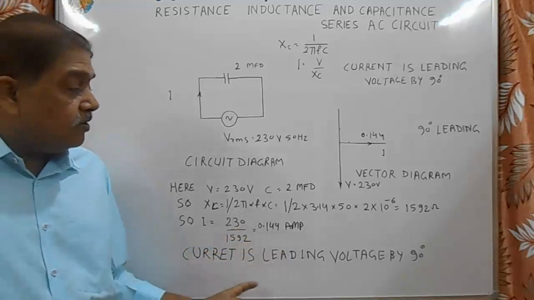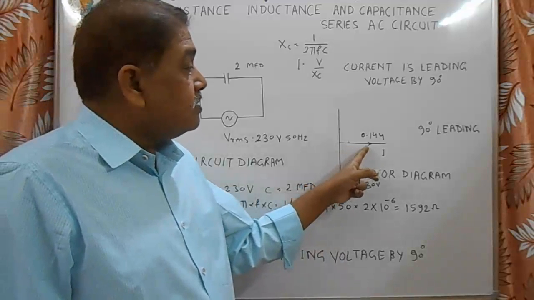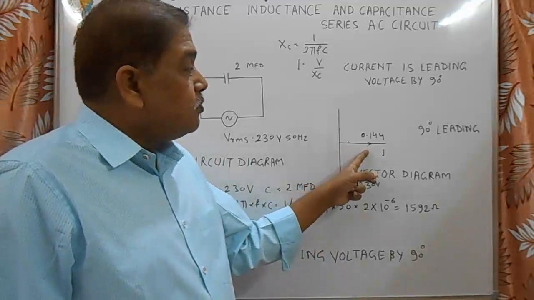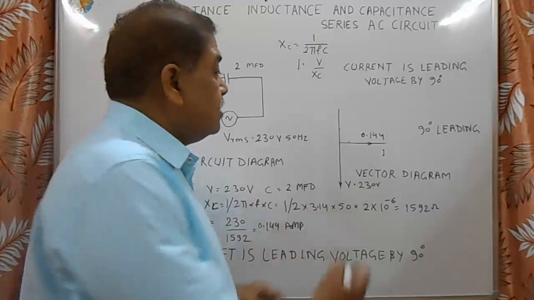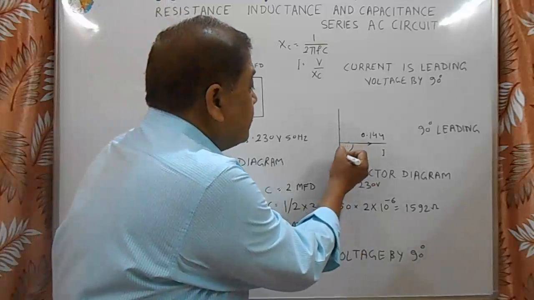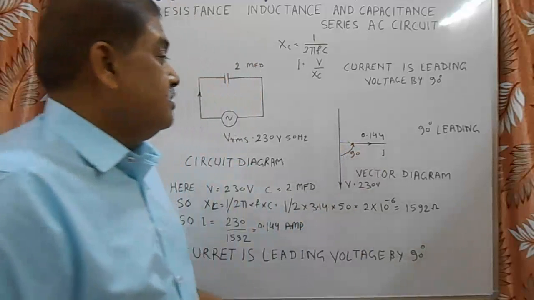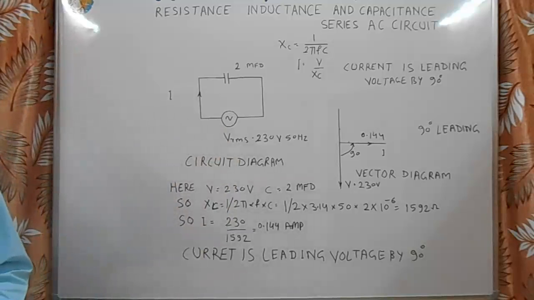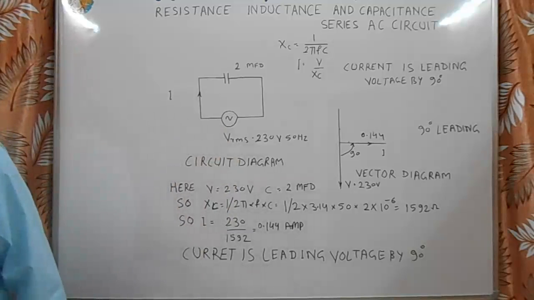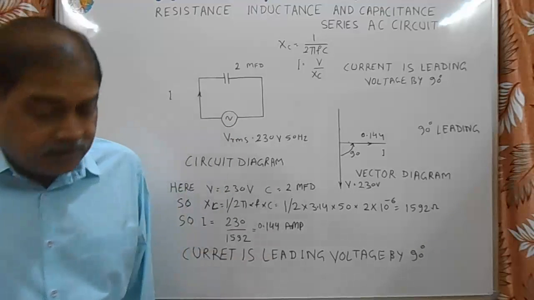Current is leading voltage by 90 degree. Here is the vector diagram. Current is 0.144 and voltage is 230 volt, and here current is leading 90 degree by voltage. So in this case it is the capacitor. Whenever a capacitor is connected in AC circuit, the current is always leading the voltage by 90 degree.